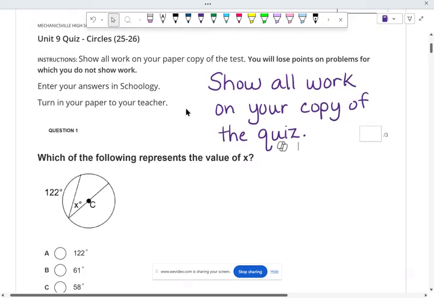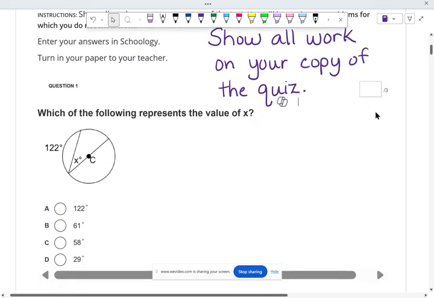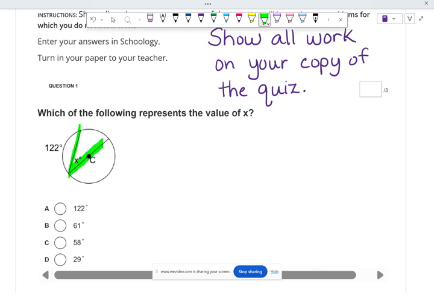All right, question number 1. Which of the following represents the value of x? So the first thing we need to do is decide what kind of angle is angle x. We see that the vertex point for angle x is on the circle. When the vertex is on the circle, that is an inscribed angle. The rule for inscribed is one half.